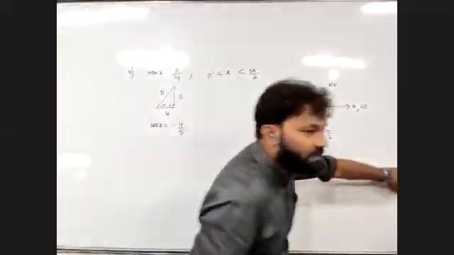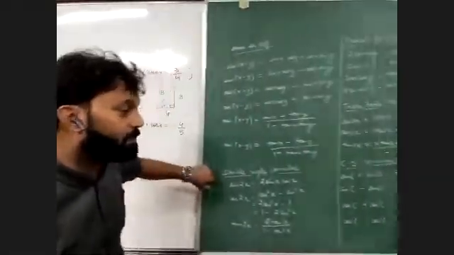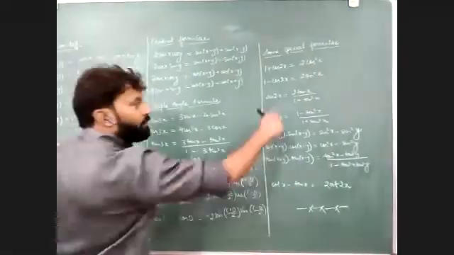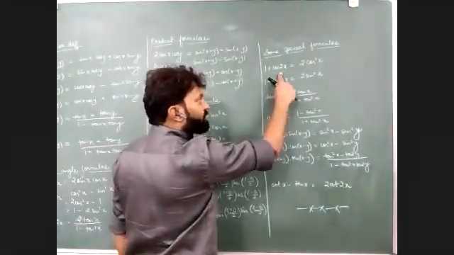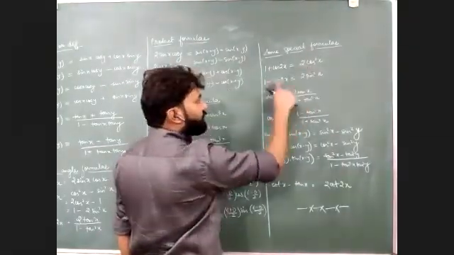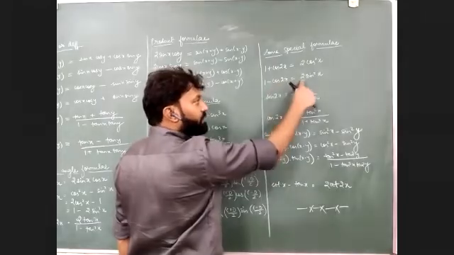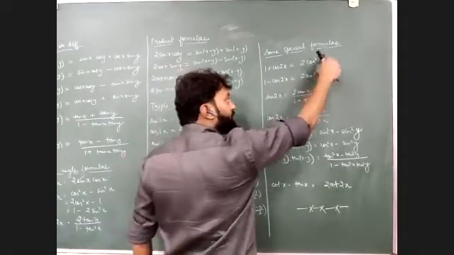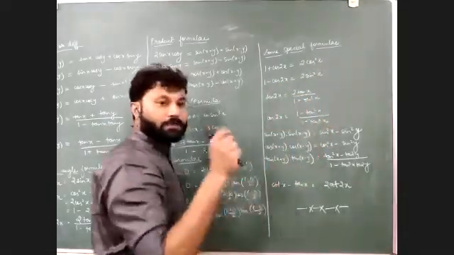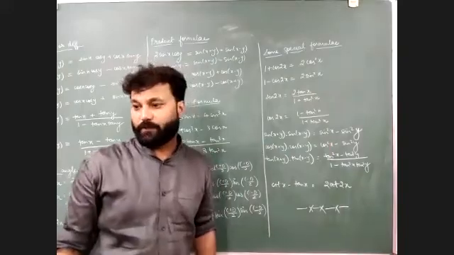That is the last set of results that we have done. Some special formula: the formula for 1 plus cos 2x is 2 cos square x, and the formula for 1 minus cos 2x is 2 sin square x. These are the two results that will be used to find out any half angle t ratio.